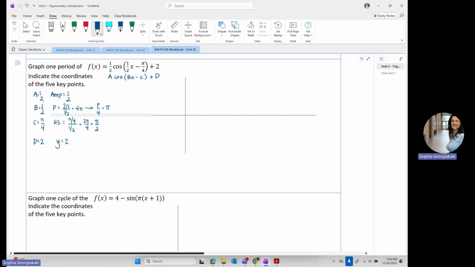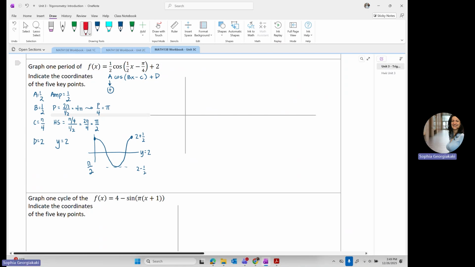This is a cosine function with a being positive. So if this is my midline, the cosine graph will go like this. The midline is y equals 2. The amplitude is 1/2. So this is 2 plus 1/2, and this is 2 minus 1/2. And the phase shift is the x-coordinate that begins one of the cycles I'm going to graph. And the phase shift is pi divided by 2.